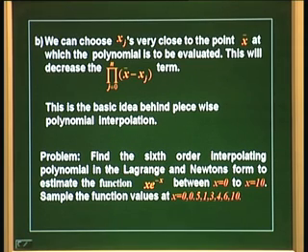As a problem, one could construct a sixth order interpolating polynomial in the Lagrange and Newton's form to estimate the function x e to the power of minus x between 0 to 10. You take sample values at 1, 2, 3, 4, 5, 6 and 7. So, there are 7 points here, and you could construct a sixth order polynomial. And then you construct a fifth order polynomial by just taking any 6 points, and then you could estimate the error.